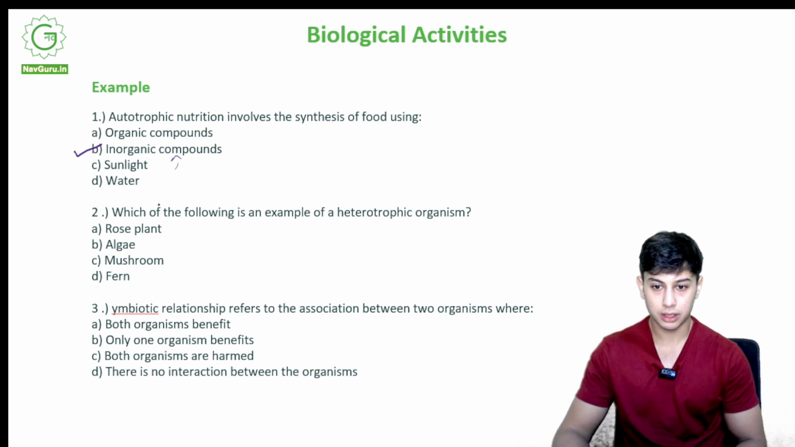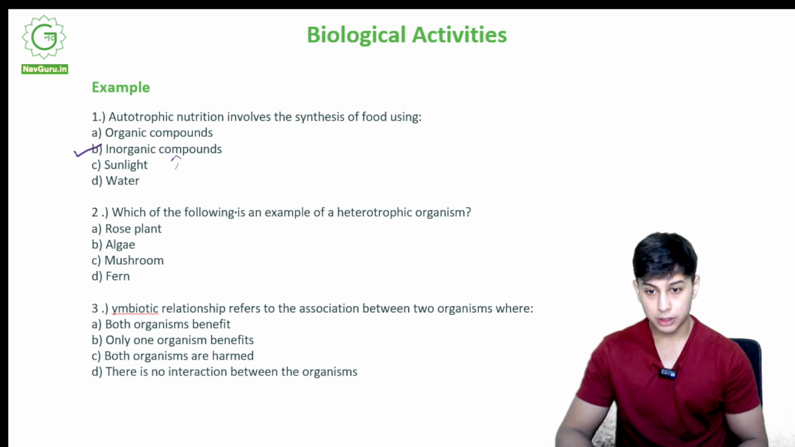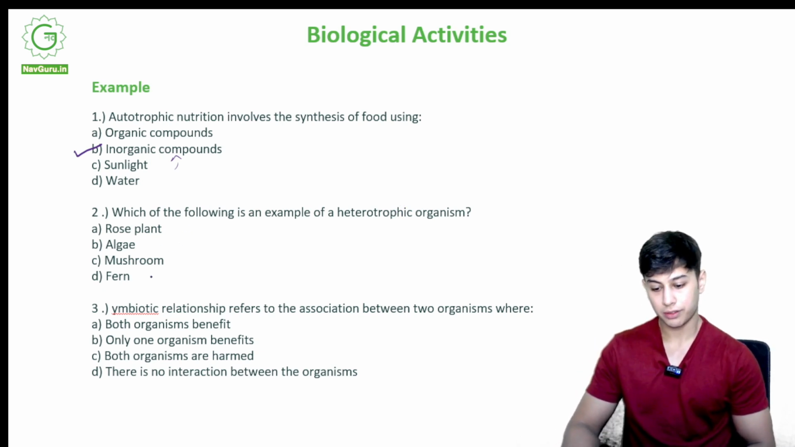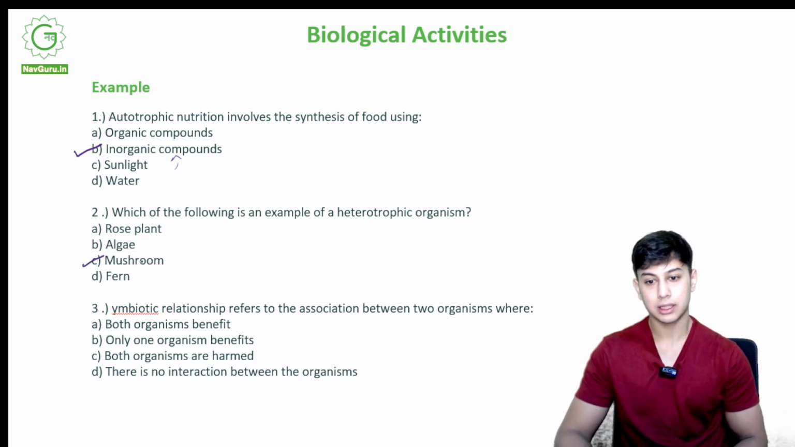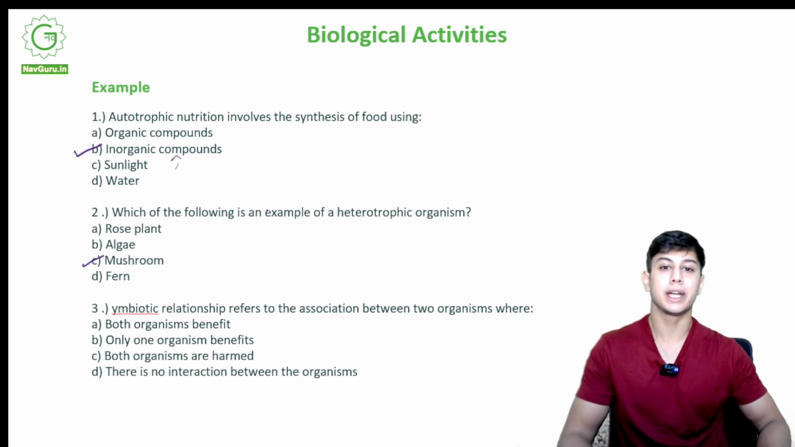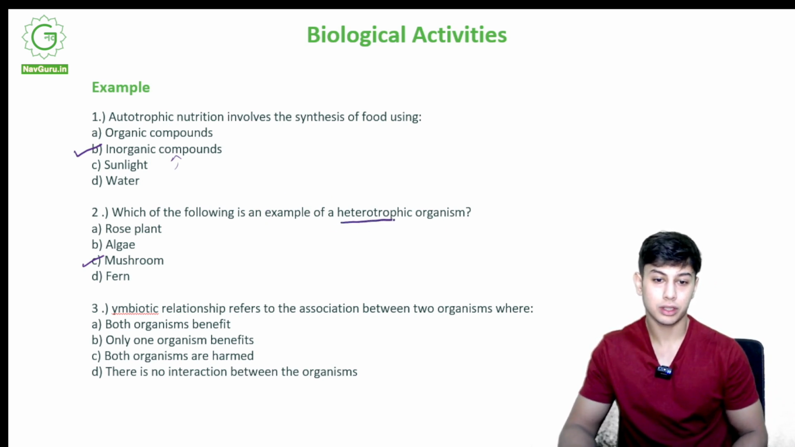Which of the following is an example of a heterotrophic organism? Heterotrophic nutrition means it derives its nutrition from something else. So rose plant, algae, mushroom, fern. The correct option is C, mushroom. Mushroom derives its nutrition from dead and decaying matter. So this one was saprophytic, which falls in heterotrophic nutrition.